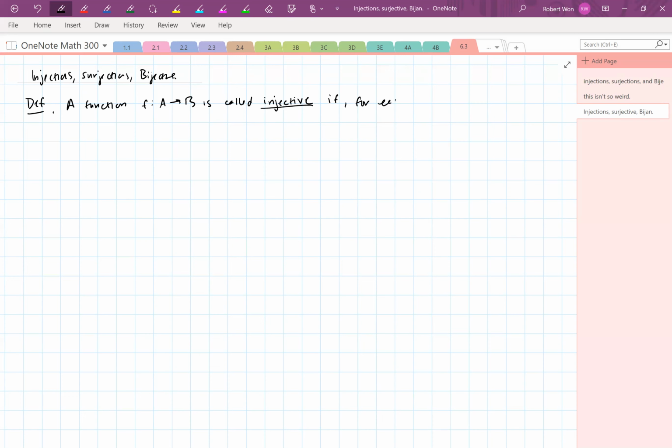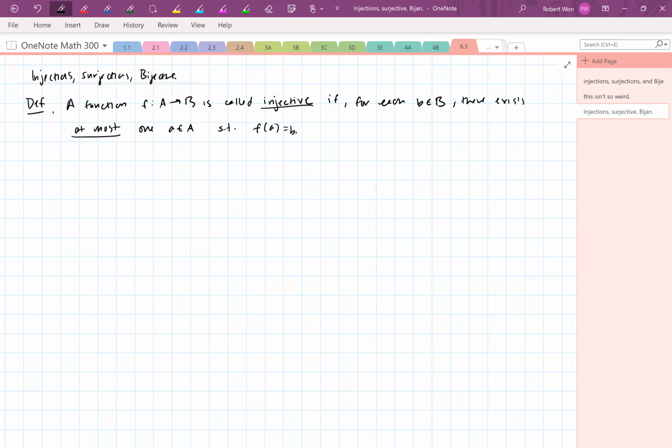So this is really where 6.3 actually starts. Okay, so here's your first definition. A function f from A to B is called injective if for each little b in B, there exists at most 1 a in A such that f of a equals b.